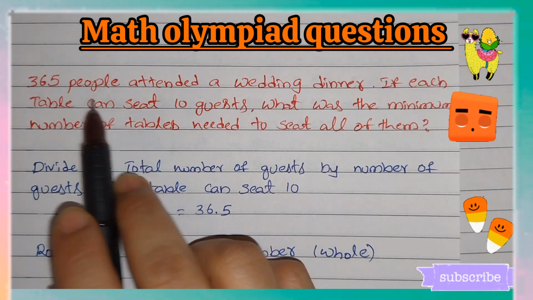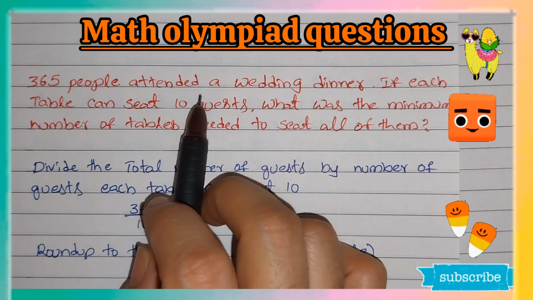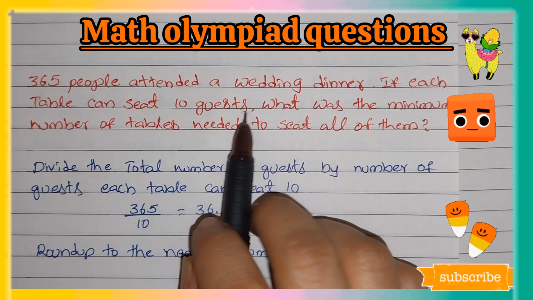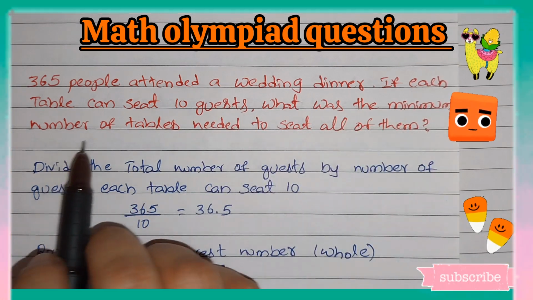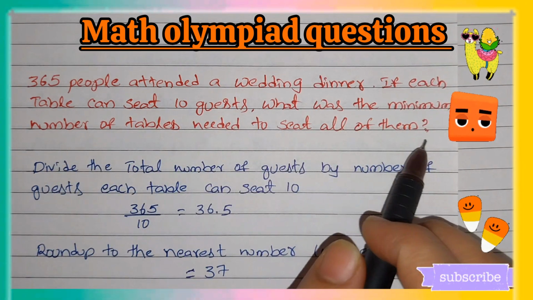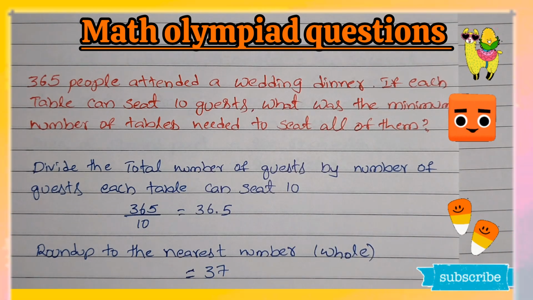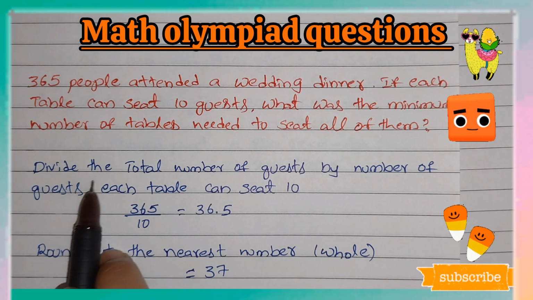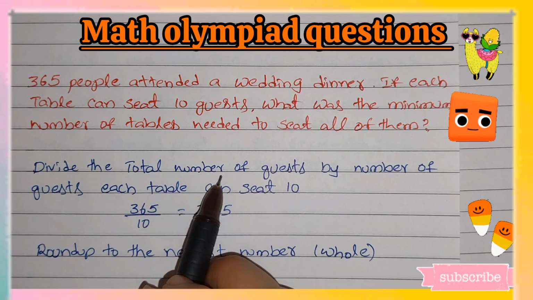The third question is: 365 people attend a wedding dinner. If each table can seat 10 guests, what is the minimum number of tables needed to seat all of them? So read the question carefully. There are 365 people attending a wedding dinner. Let's see how to solve this problem.